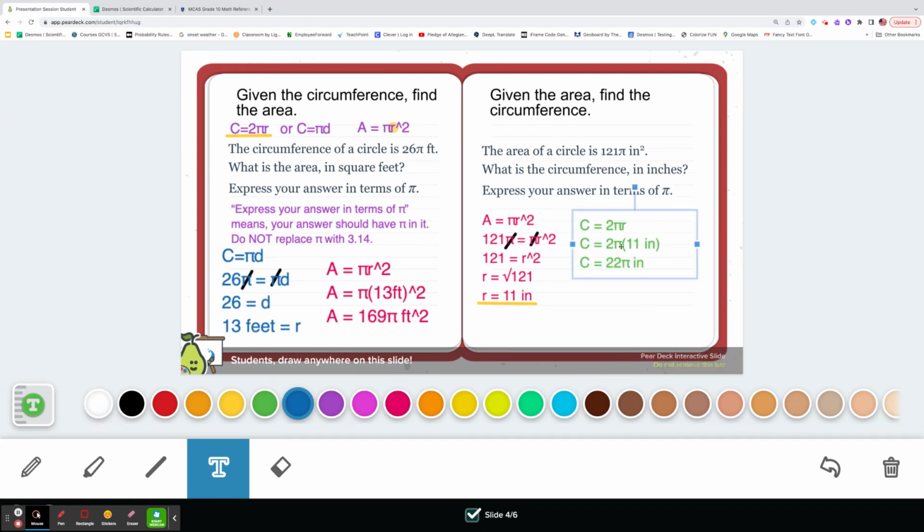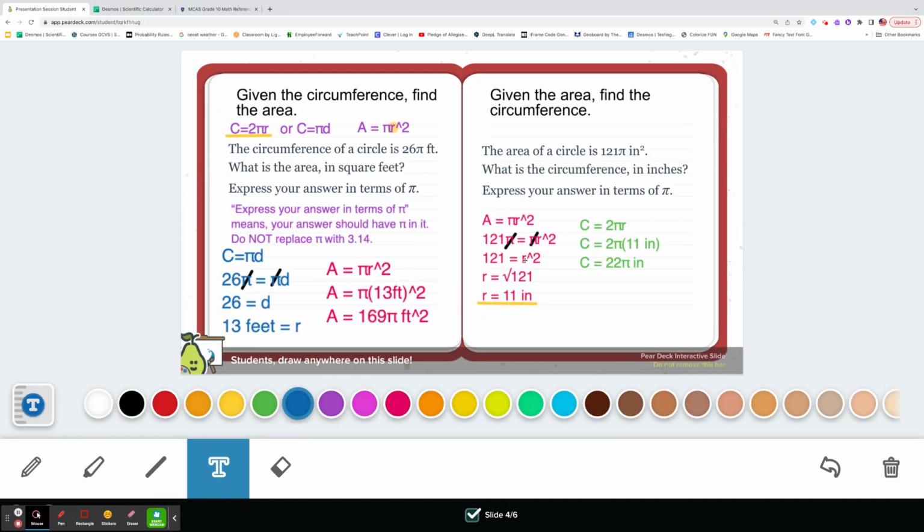From there, I'm going to multiply 2 times pi times my radius, which is 11 inches. And I'm going to simplify the right-hand side of this expression, but I am not going to deal with the pi. The only thing that I would type into a calculator if I had to were the numbers. 11 times 2, that's 22. I can do that with mental math. So my answer is circumference equals 22 pi inches.